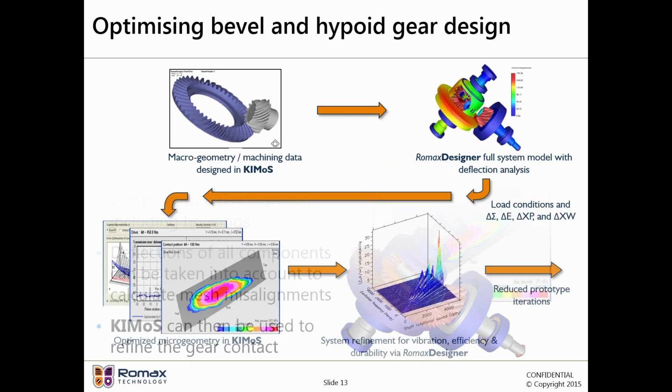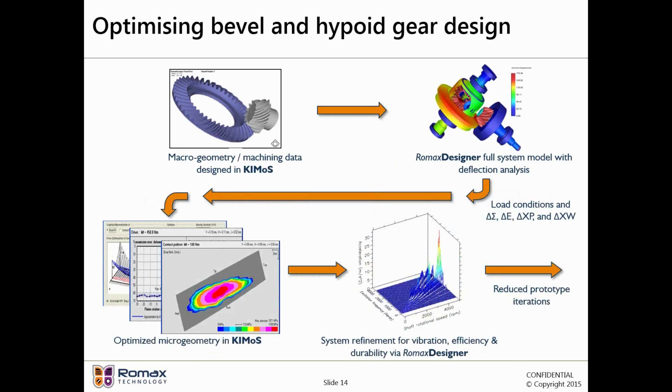And we've worked hard with Klingelnberg to make sure that process is as seamless as possible. So we have a very close integration between KEMOS and Romax. Romax can read a KIMoS file to generate a Romax gear, automatically outputs the input instructions to KEMOS, and then automatically reads the transmission error for doing system vibration.